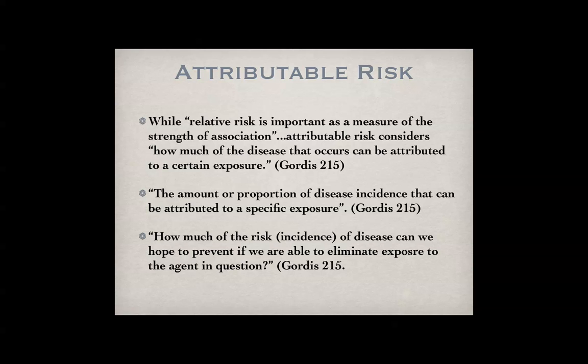So relative risk, obviously, is a measure of strength of association. Attributable risk considers how much of the disease that occurs can be attributed to a certain exposure. So in other words, how many of the lung cancer cases are attributable to smoking? What are some of the other risk factors for lung cancer? Of all the colorectal cancers, how many are attributable to red meat consumption versus other risk factors? So it's the proportion of the disease incidence that can be attributed to a specific exposure. Okay, so just a couple quotes there again from the Gordis text.